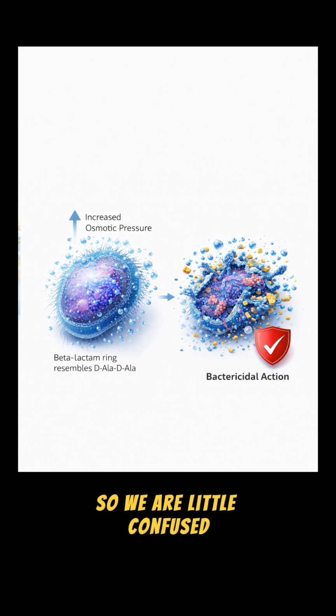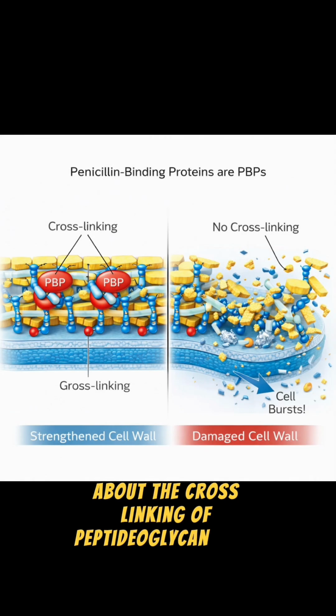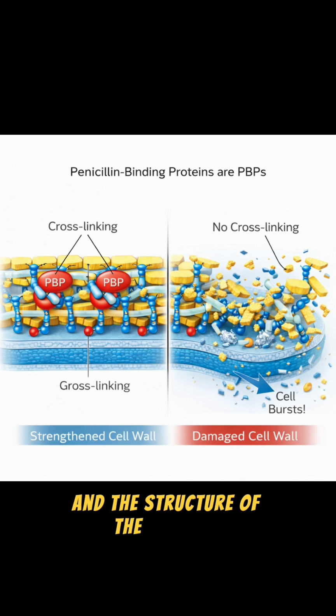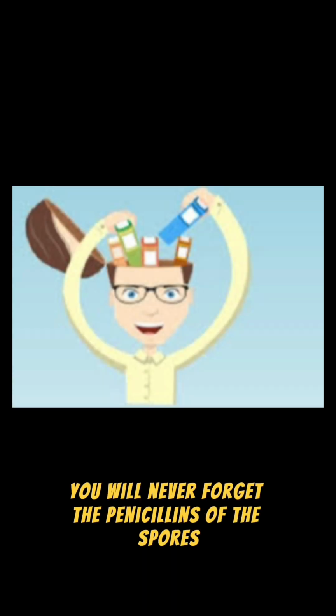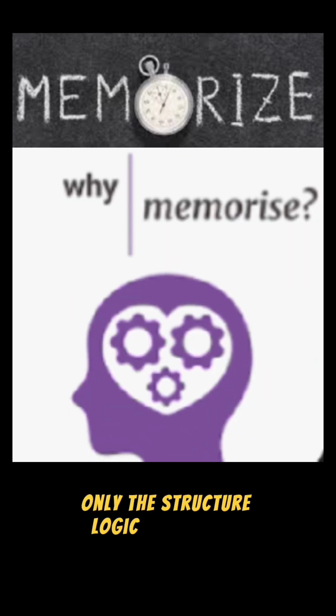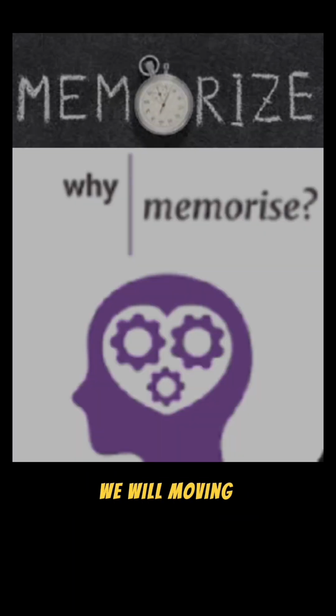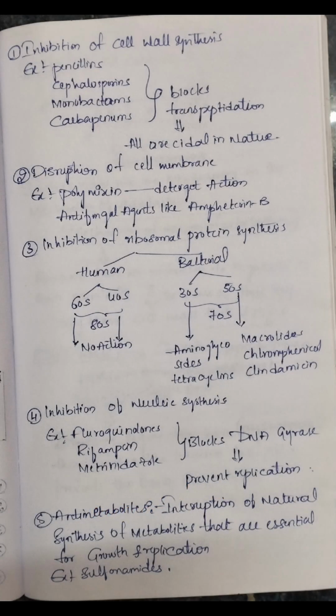So we are a little confused about the cross-linking of peptidoglycan, right? And the structure of the bacteria. So let us go deeper into that. If you understand this structure once, you will never forget penicillin, cephalosporins, and resistance. So today there are no drugs, only the structure, logic, and clarity. Then afterwards we will move forward with the classification part.